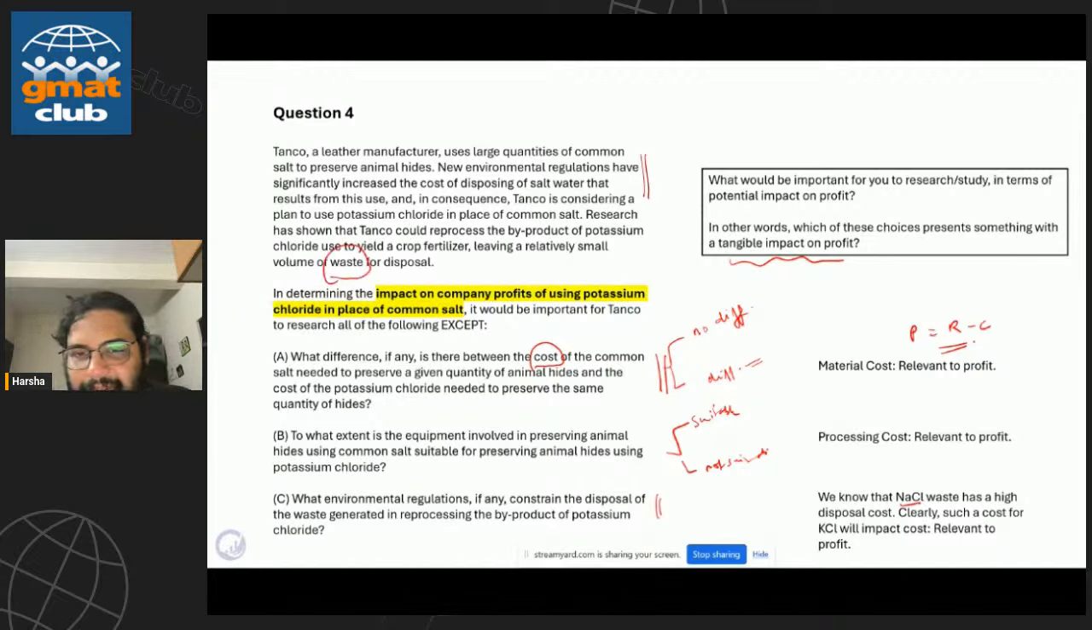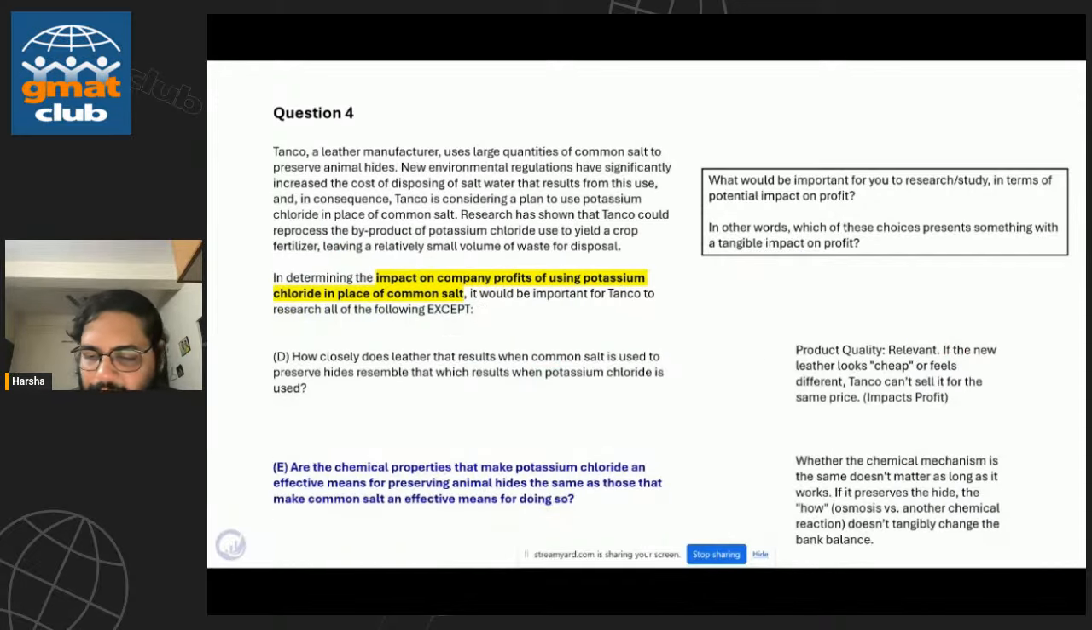Otherwise, it might be different. But clearly, there is an economic impact in terms of profit, again through cost. Choice D is interesting because it's the one choice here that looks at revenue rather than cost. So if the leather resembles the sodium chloride leather, the leather which was, say, preserved using sodium chloride, great. You should be able to sell it at the same price point.